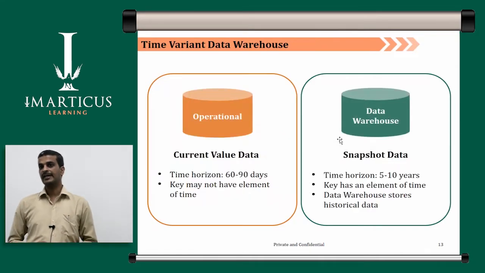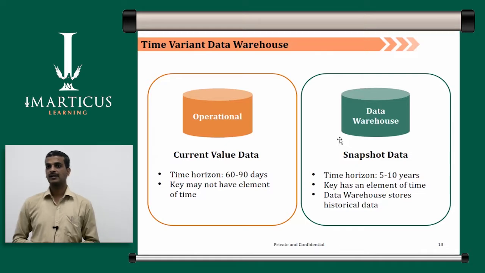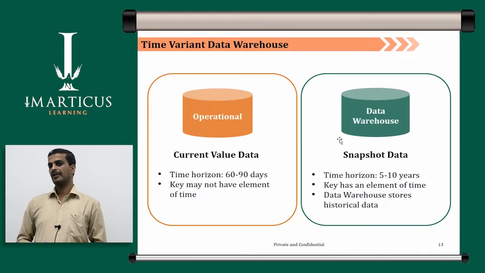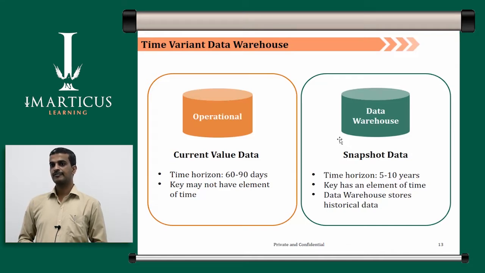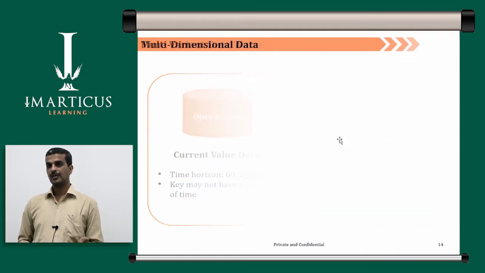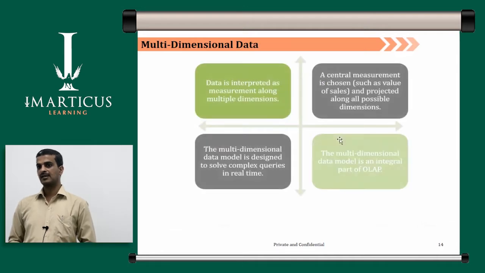So this is the time variant factor of the data warehouse, where you see the current value data. For example, time horizon 60 to 90 days. Key may not have element of time, whereas this data warehouse, which is giving you the data in the form of snapshot, has a time horizon of 5 to 10 years. As you see, the time range in warehouses is much larger than a fraction of the time value that you have in operational data sources. Key has an element of time. Data warehouse stores historical data most of the time, unlike your operational data sources, which contain the current data.